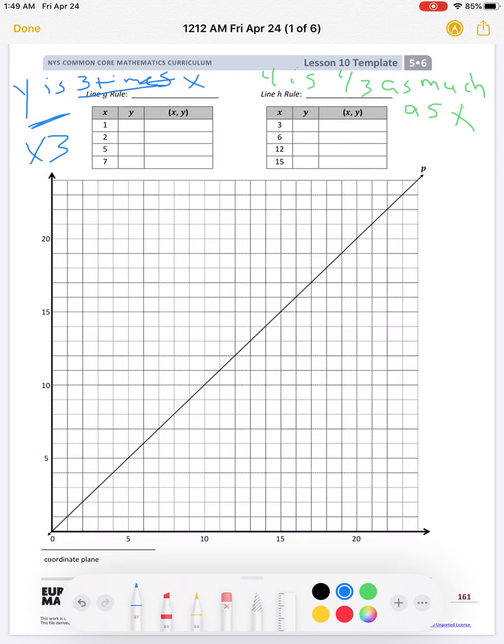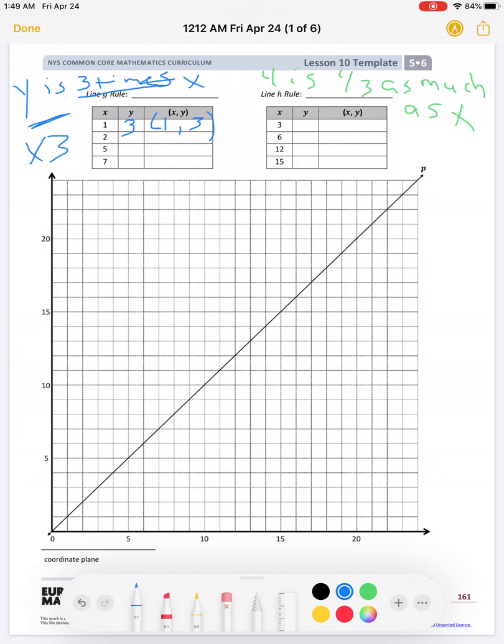When x is 1, if the rule is x times 3, we need to multiply 1 times 3. What is 1 times 3? 3. Good. Tres. So now we have the relationship between x and y. When x is 1, y is 3. Then they want us to indicate our coordinate pairs. You open parentheses. The x-axis goes first, so we have 1 for the x-axis, comma, 3 for the y-axis, close parentheses.